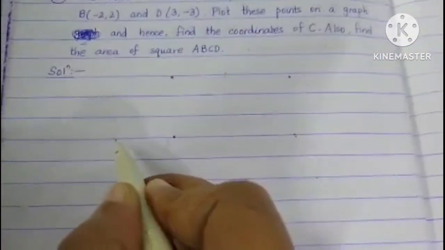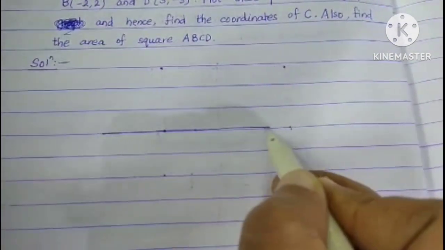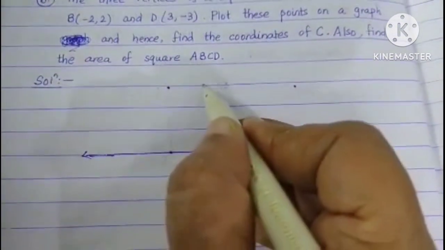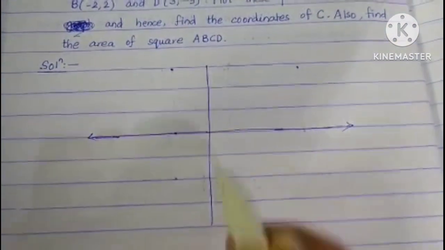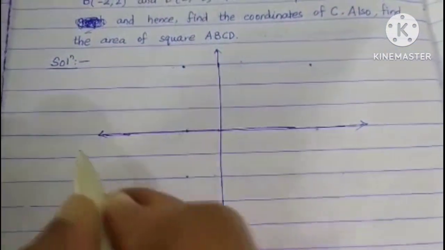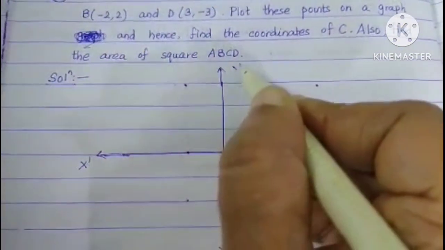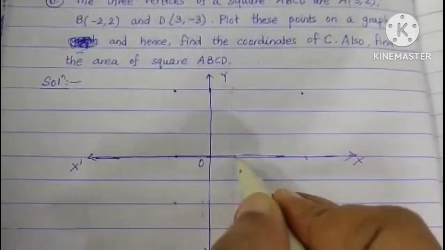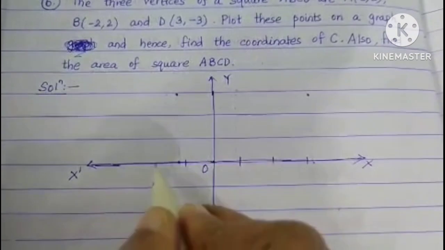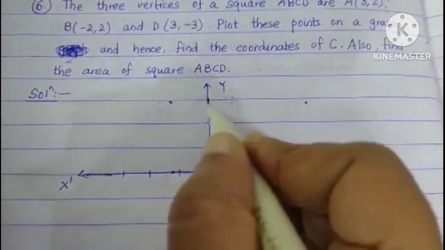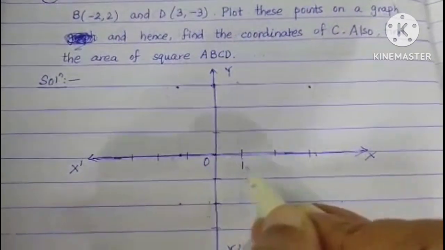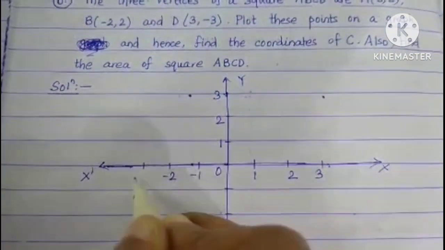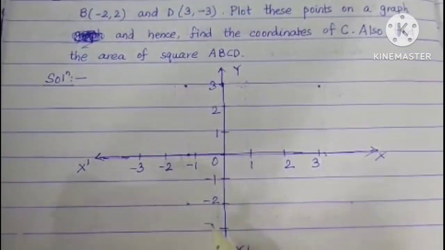Okay. First let us draw this on the graph. Let us plot the points. Let us suppose this is x'x, this is y'y, and this is the origin O. Marking 1, 2, 3 on each positive axis, and minus 1, minus 2, minus 3 on the negative sides.